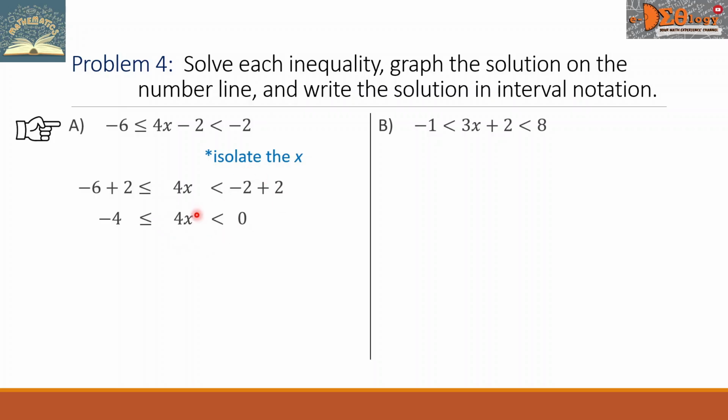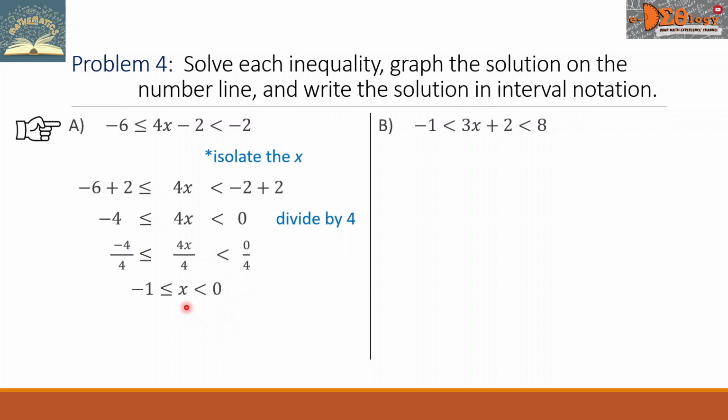Again, we want this x to be isolated. This time, we divide this inequality by the coefficient of x, which is 4. If we do that, it becomes negative 4 over 4 less than or equal to 4x over 4 less than 0 over 4. Let us now simplify. The middle part becomes x. The left side becomes negative 1, and the right side is 0. This is now our solution.